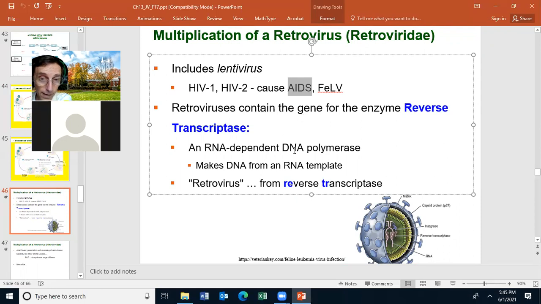So this is one time where information flows from RNA to DNA. And retroviruses can make DNA from RNA. And that's where we get the name retrovirus. From RE, for reverse, and TR from transcriptase. So reverse transcriptase gave retroviruses their name. Any question about any of that?